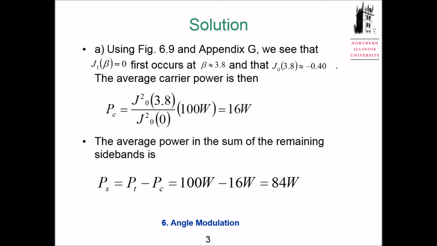So when you're finding J of 3.8, do you just compare it to J of 4 and get close to that? No, you want to look at the table. If you have the table, look at 3.8.